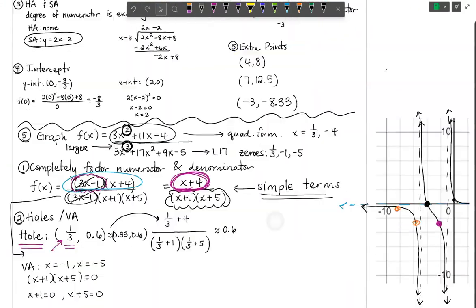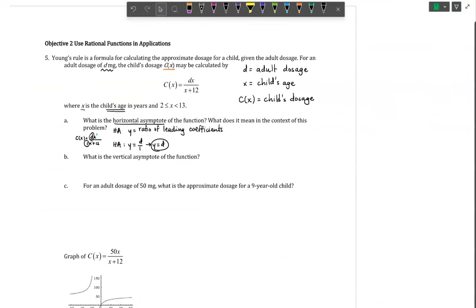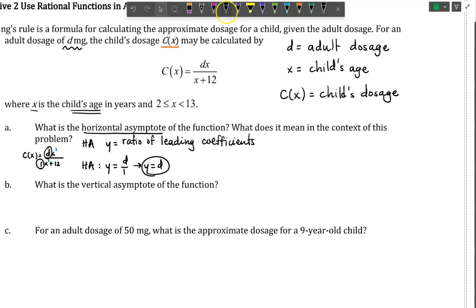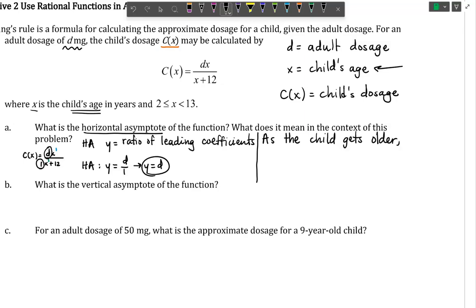So let's think about what our horizontal asymptote means in the context of this problem. As x gets really big, y goes towards D. That's what this horizontal asymptote means. But if x is getting really big, x is the child's age. So in the context of this problem, it means as the child gets older, y is going towards D. The function goes towards D.